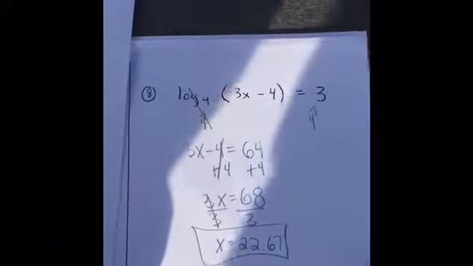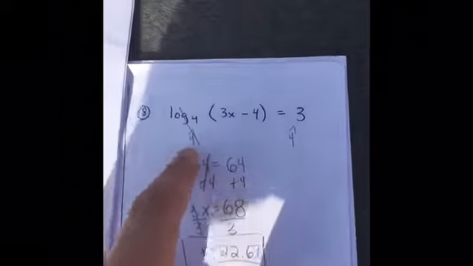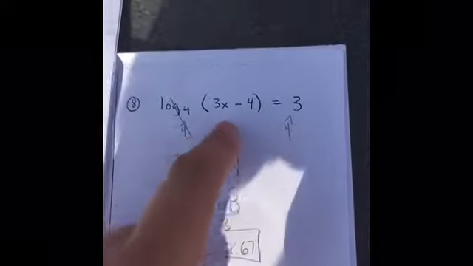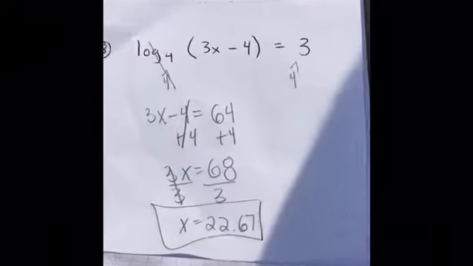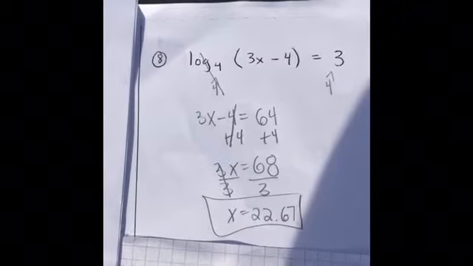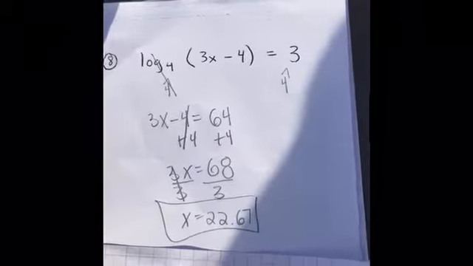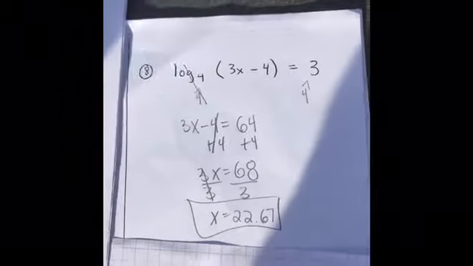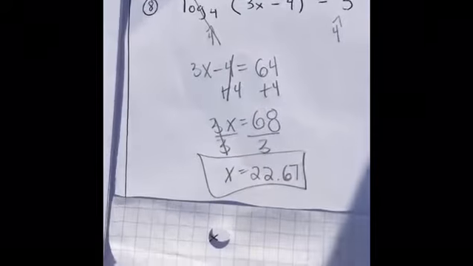Alright, so in this problem, you're going to put it to the power of 4 to cancel out the logs. And then after this, you're going to end up with 3x minus 4. But remember, it's going to be 4 to the power of 3, and it's not going to be 12. It's going to be 64, so you end up with 3x minus 4 equals 64, which is basic Algebra 1. Add 4 to both sides. You end up with 3x equals 68. You put that over 3, and 68 divided by 3 is x equals 22.67.